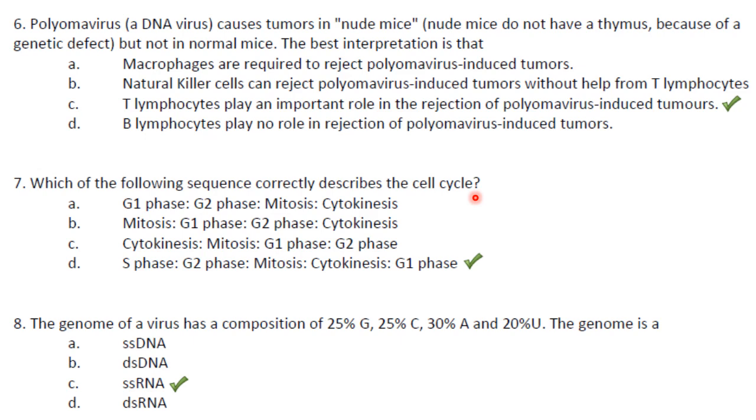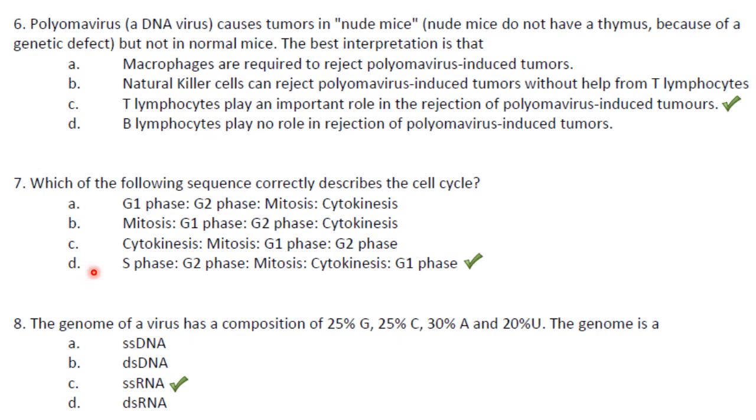So the cell cycle is G1, S, G2, then mitosis, cytokinesis, and again back to G1. So G1, G2, mitosis, cytokinesis, that is not the correct sequence. Mitosis, G1 phase, G2 phase, no. Cytokinesis, mitosis, G1 phase, G2, no. S phase, G2 phase, mitosis, cytokinesis, G1 phase, that is correct. So option D is the correct answer.